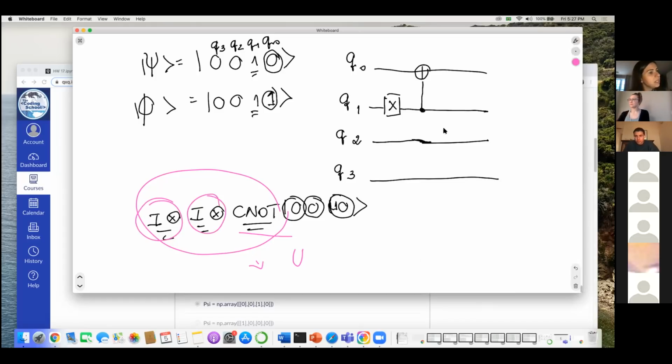Let's suppose I want the C naught to be here. I would need to write it here instead of identity. I would put a C naught here, and I would put another identity here. It's just for placement. It's a smart way to place your operator.